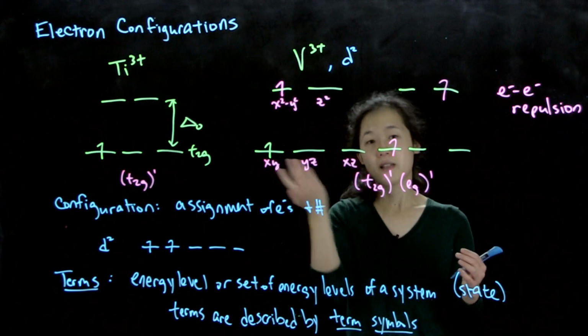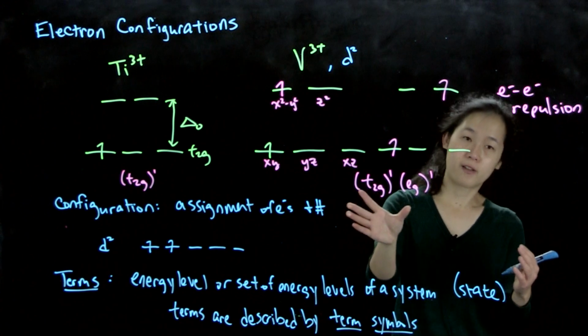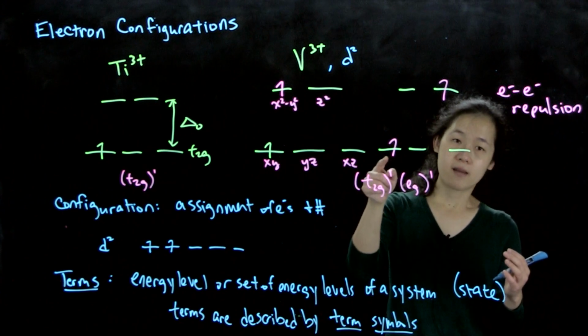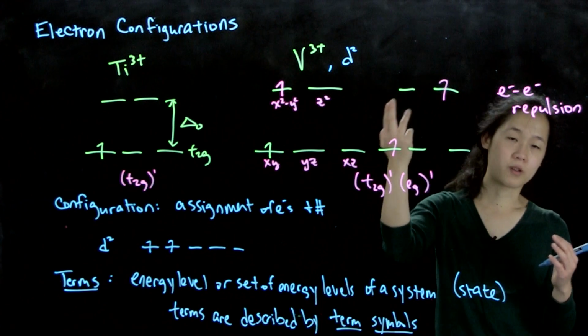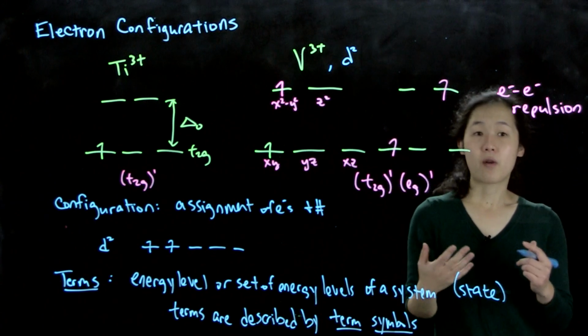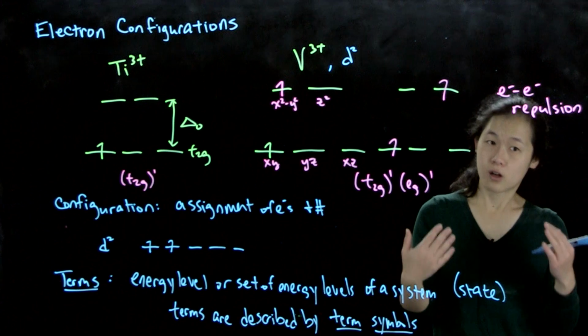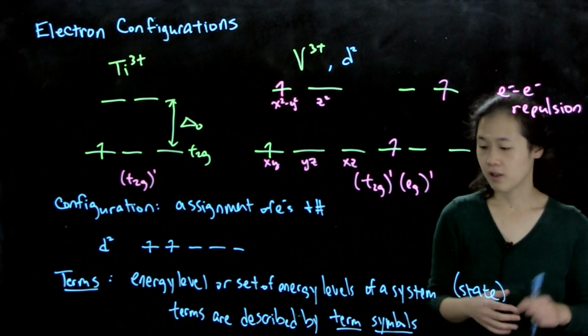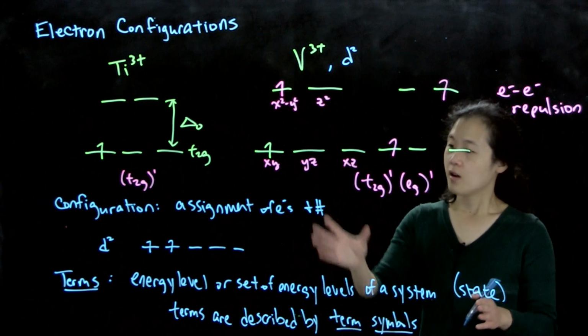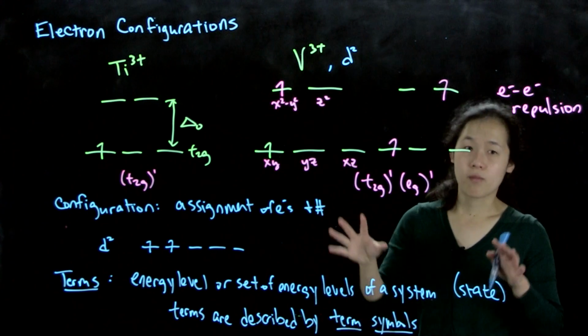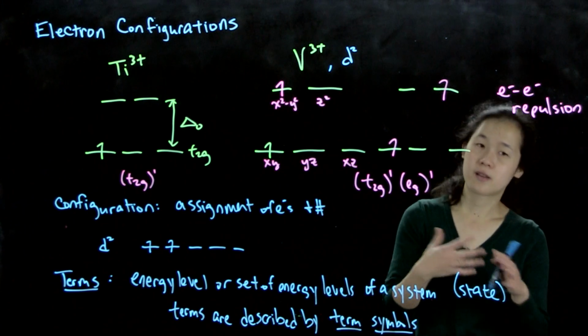Oh, and keep in mind, we might have additional excited states with different configurations. We could imagine exciting both of these electrons of this d2 configuration up to the eg orbital. And from that, we might have multiple excited states and terms for that configuration also. So keep in mind the difference between these two. Again, one configuration could have multiple terms or states associated with it.